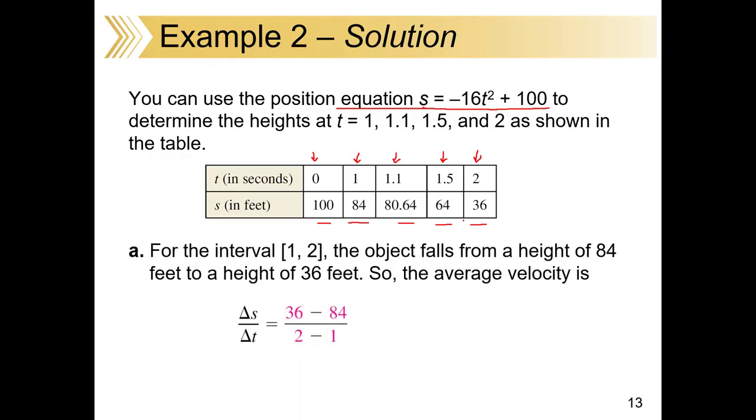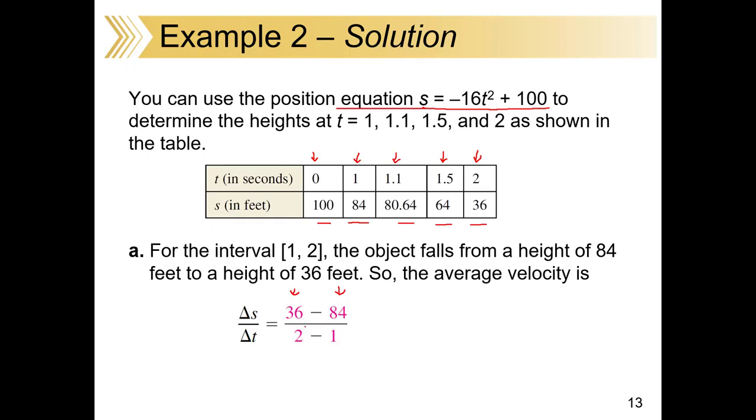for the interval 1 second to 2 seconds, at 2 seconds, there we go. At 2 seconds, it was 36 feet in the air. At 1 second, it was 84 feet in the air. You're going to be subtracting them. Remember, second minus first. Which came first? The second one goes first. The first one goes last.